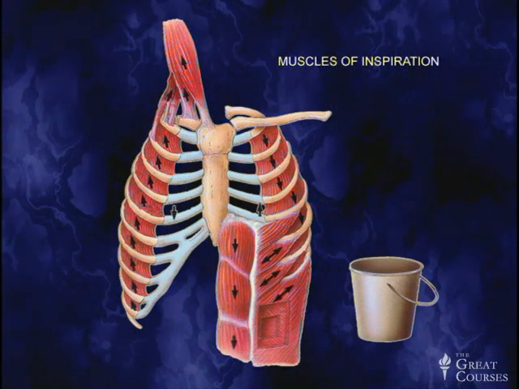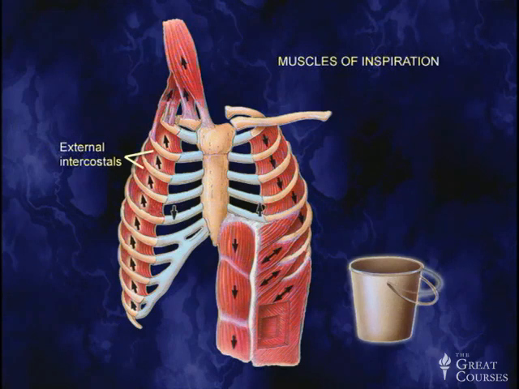The first group are the external intercostal muscles. There are little muscles that go between the ribs. If they contract, remember they're being held up by the first rib and the clavicle, the collarbone, and that's relatively stationary. So when each of these little muscles contracts, it helps pull the ribs up even further. And that's where you get the bucket handle movement I showed you down here.